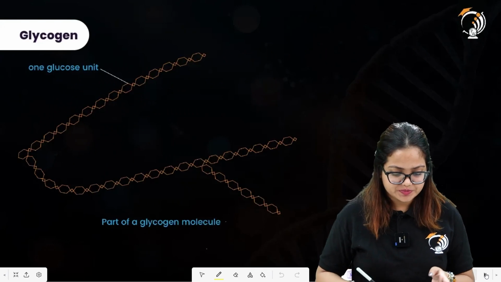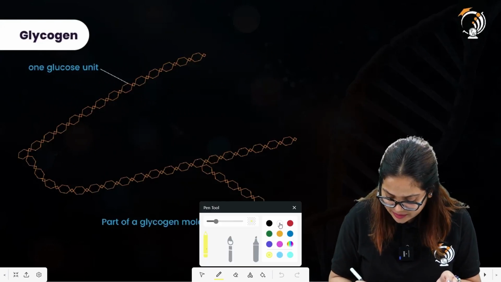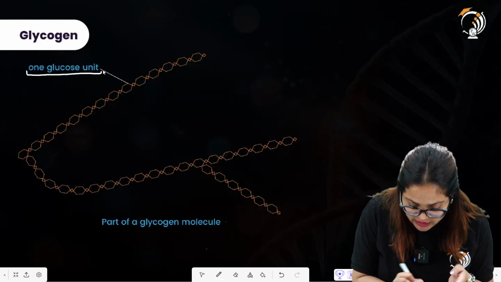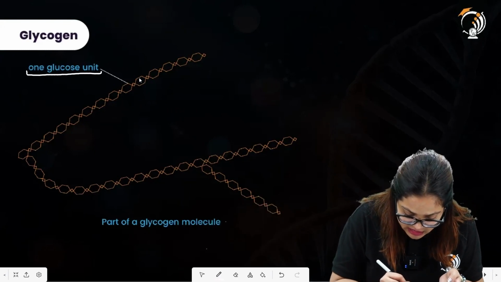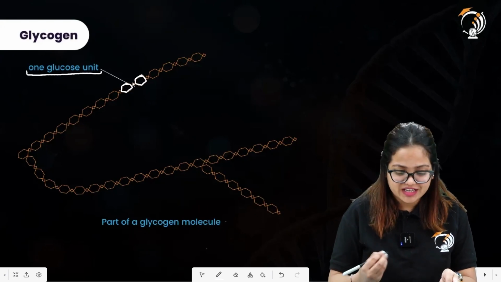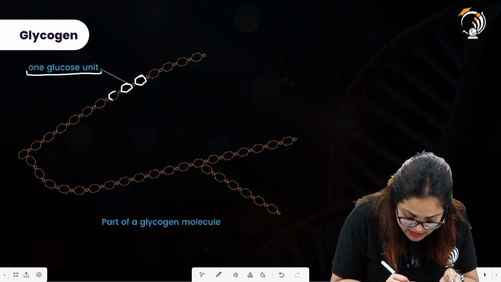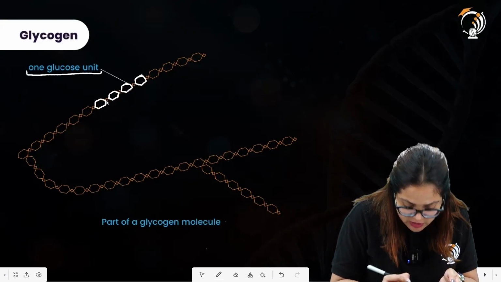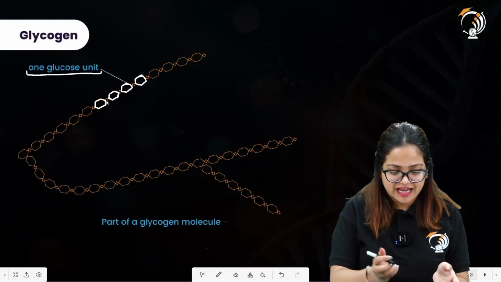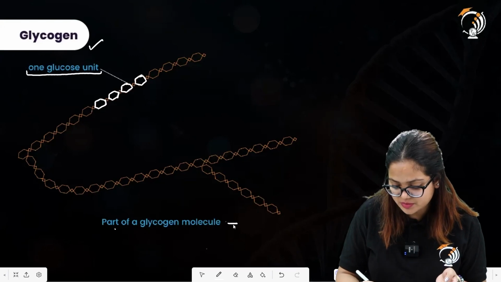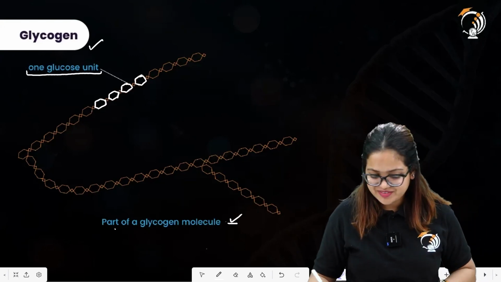Moving further, we have the diagrammatic representation here. There is one glucose unit, and these all units combine. Since glucose is a 6 carbon ring, we are mentioning here that these hexagons are combining to each other to form a bigger molecule, that is glycogen. So we have the part of glycogen molecule that is being represented in the above diagram.